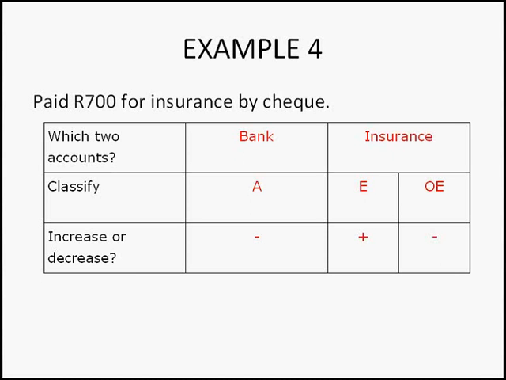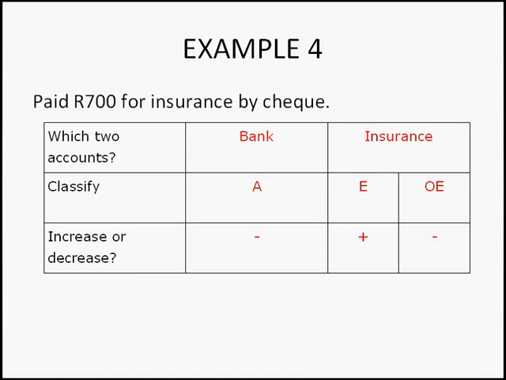So in this case, for example 4, when I pay 700 Rand for the insurance by cheque, it means that the insurance amount is an expense, and the expense increases, and when an expense increases, it means my owner's equity decreases because I take money out of the pot. It decreases what the owners own in the company.